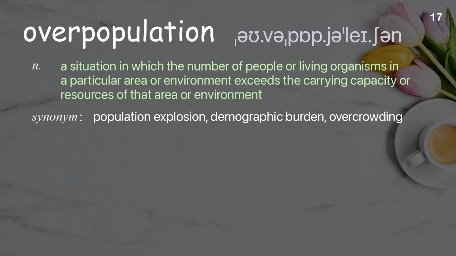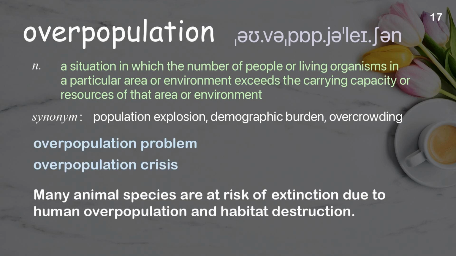Overpopulation. A situation in which the number of people or living organisms in a particular area or environment exceeds the carrying capacity or resources of that area or environment. Examples: Overpopulation problem. Overpopulation crisis. Many animal species are at risk of extinction due to human overpopulation and habitat destruction.